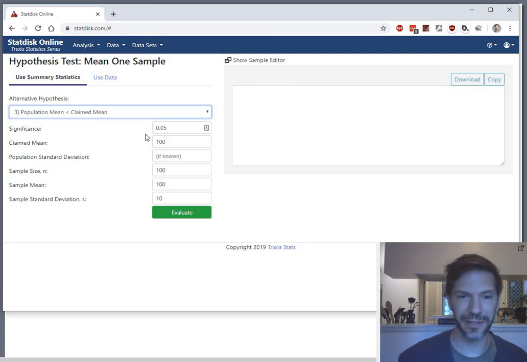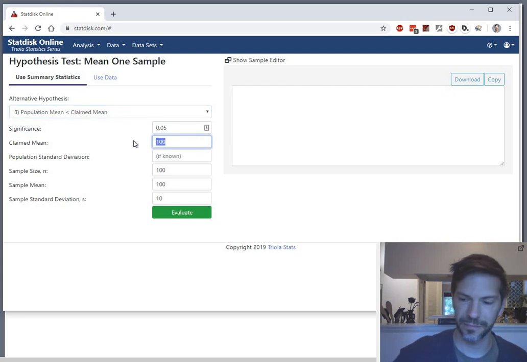Significance level was not stated, so the default is always that it's 5%. That's what separates usual from unusual. The claimed mean was 5. That's what I was claiming. It was less than. Population standard deviation, if known, we don't know that. The sample size was 31.